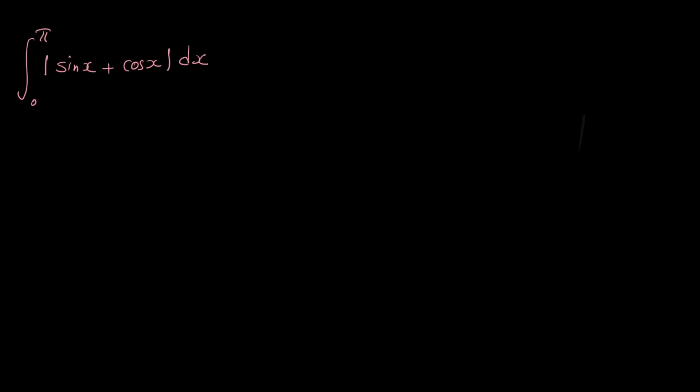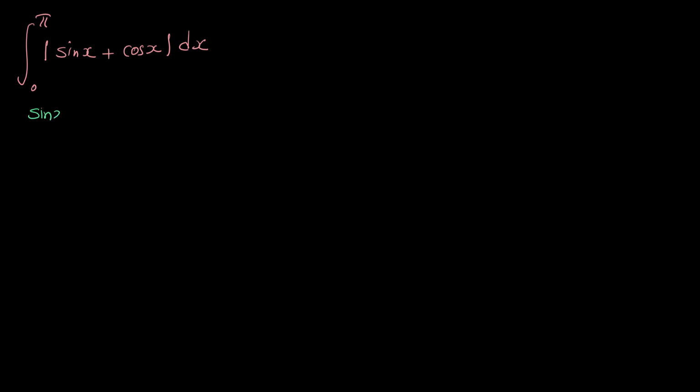Let's move to the next example here. What is the integral from 0 to pi of the absolute value of sine of x plus cosine of x dx? Similar to the previous questions, we have to set the expression inside of the absolute value equal to 0, and we have to solve it for x.